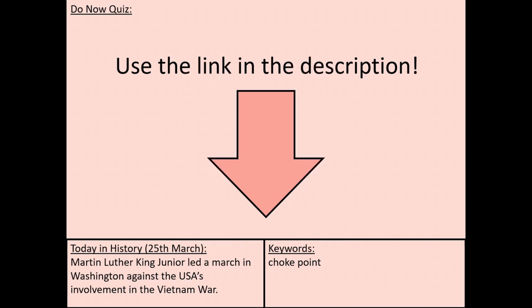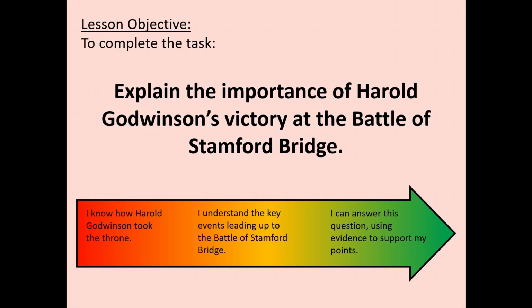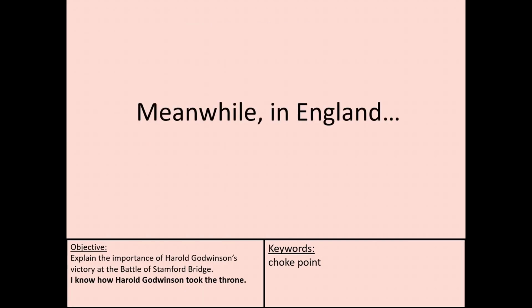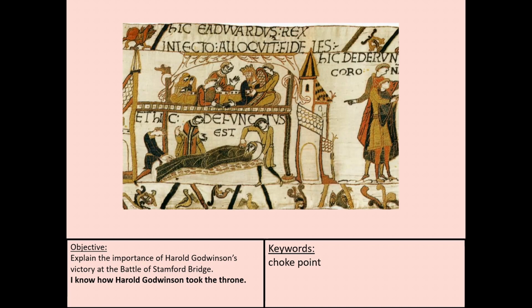Okay, so today we are looking at this task. Explain the importance of Harold Godwinson's victory at the Battle of Stamford Bridge. Essentially, in our last lesson, we looked at William and what he did during most of 1066. This lesson, we're looking at what Harold was doing in 1066. Same starting event, the death of Edward the Confessor, but different setting.